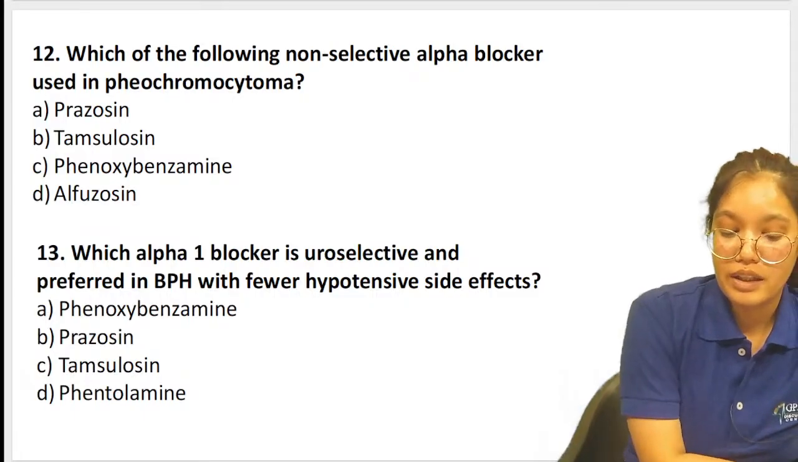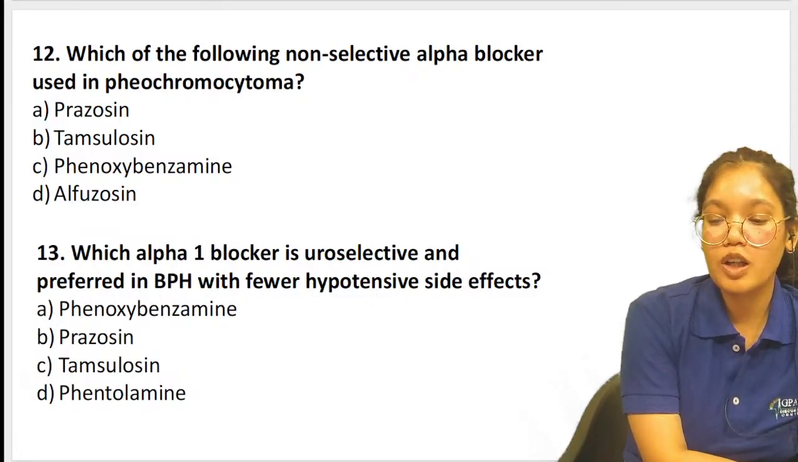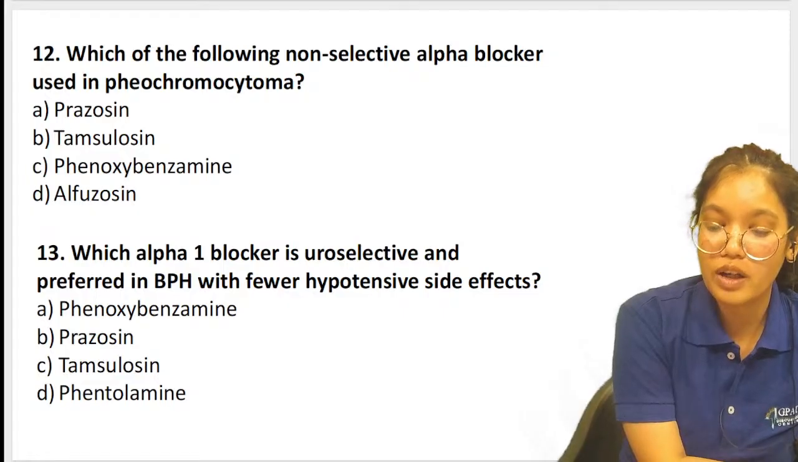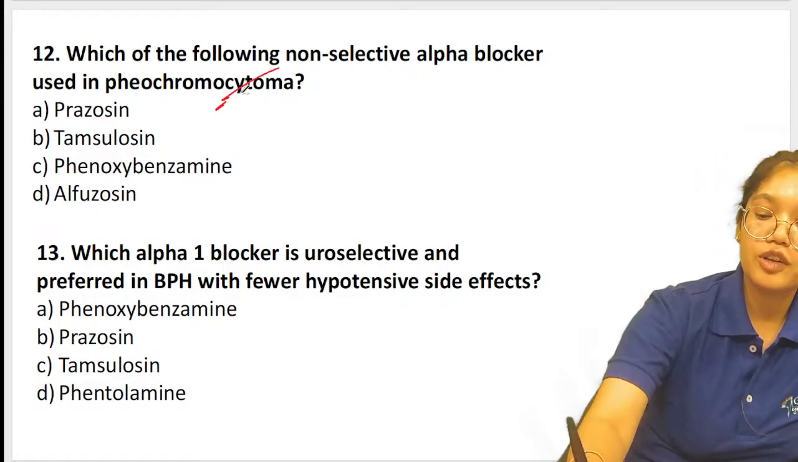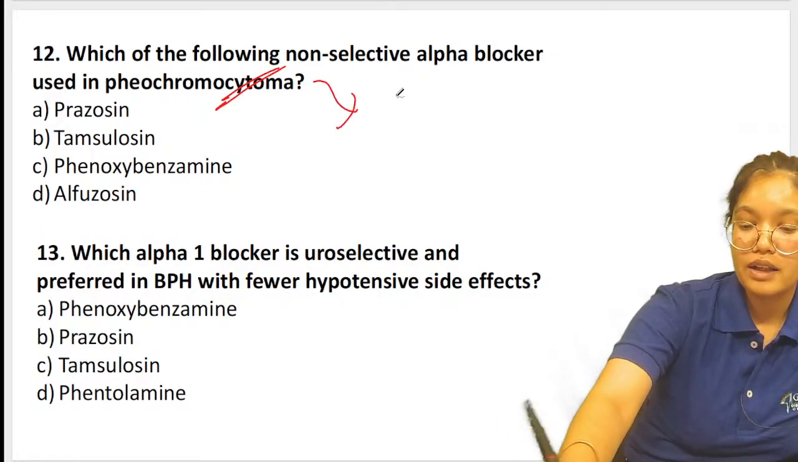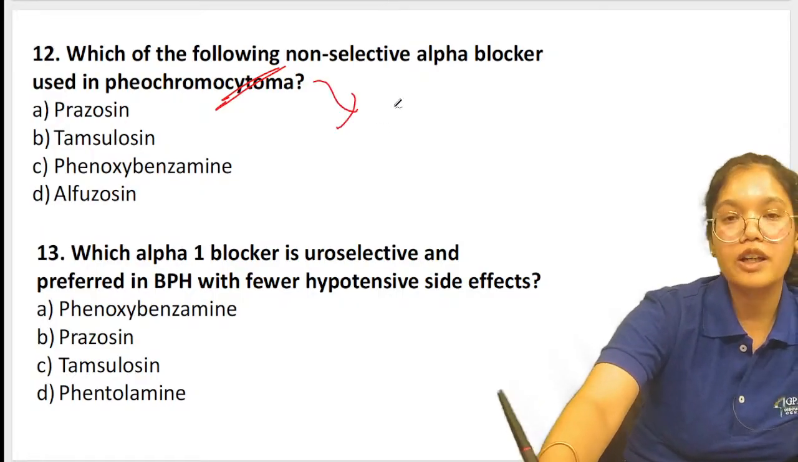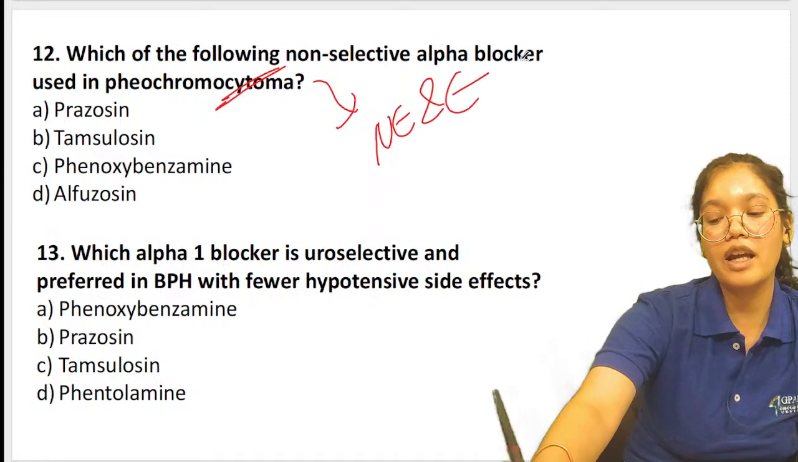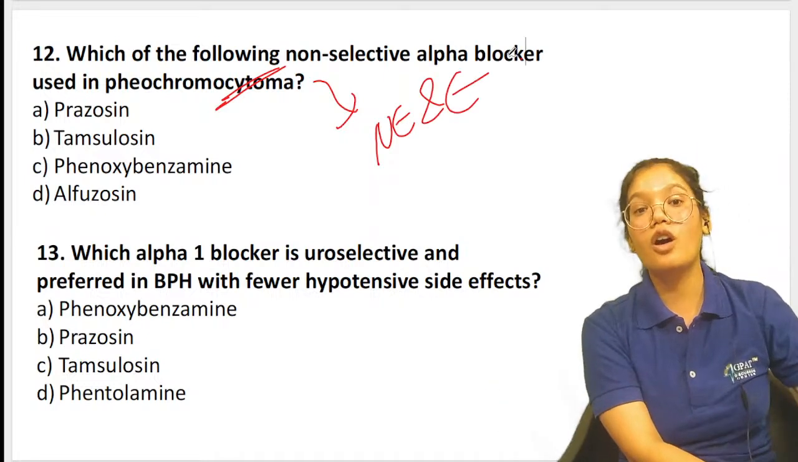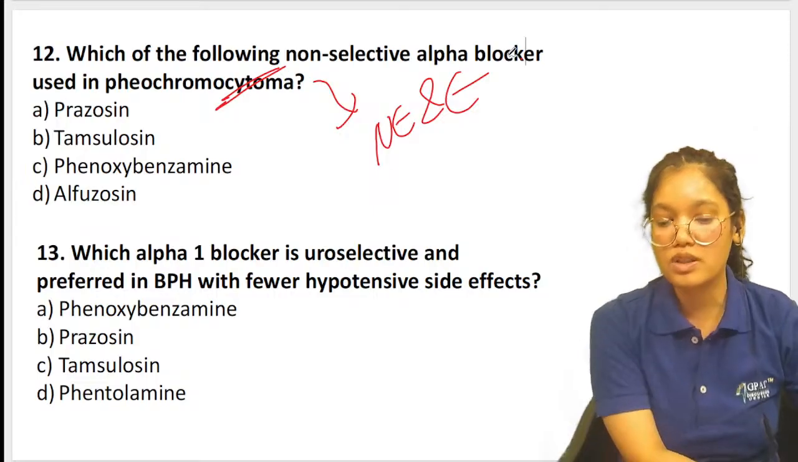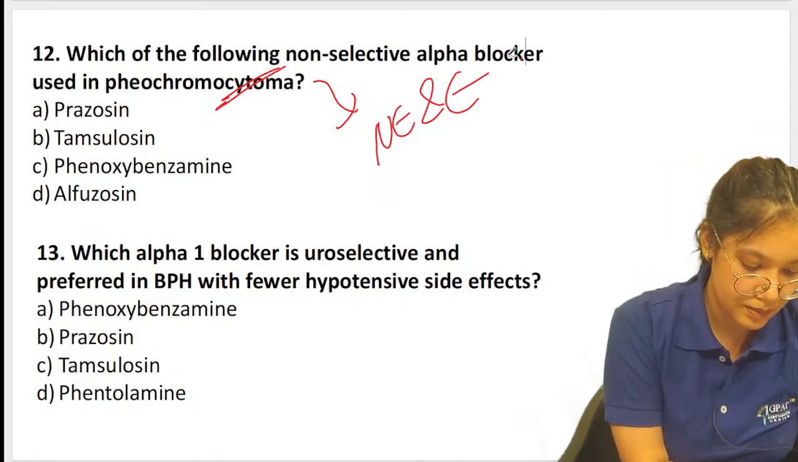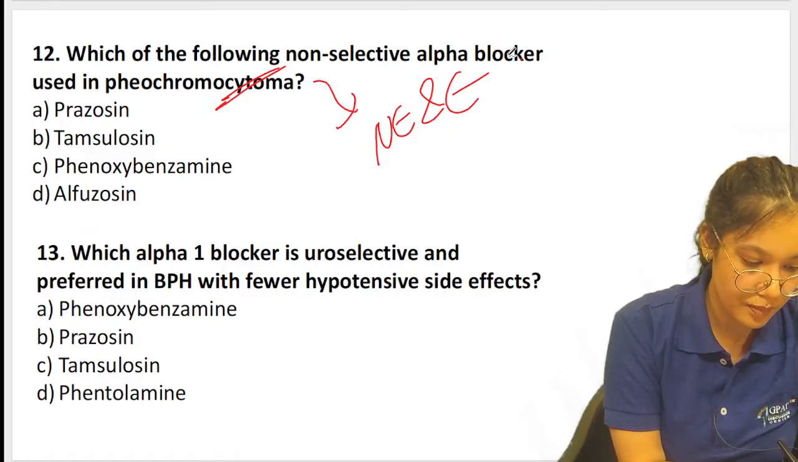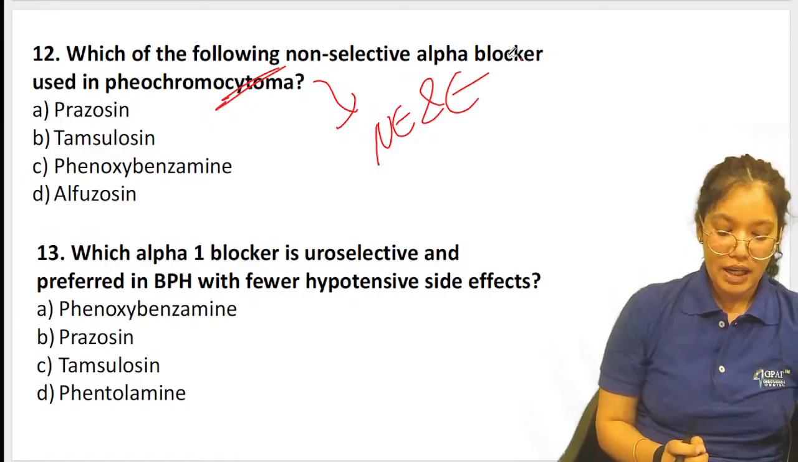Now the next question, which of the following non-selective alpha blockers is used in pheochromocytoma? Okay, we studied the pheochromocytoma. What is that? The overproduction of the catecholamines like norepinephrine and epinephrine. So, what type of non-selective alpha blocker is used in that? The non-selective alpha blocker. Come on guys, answer.